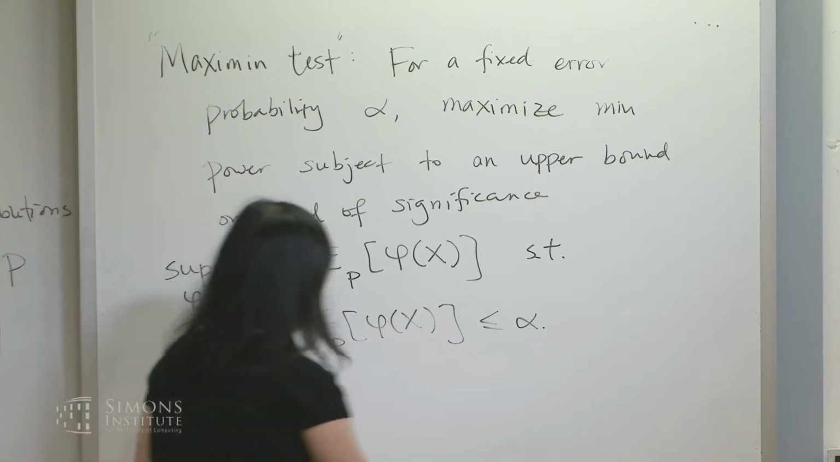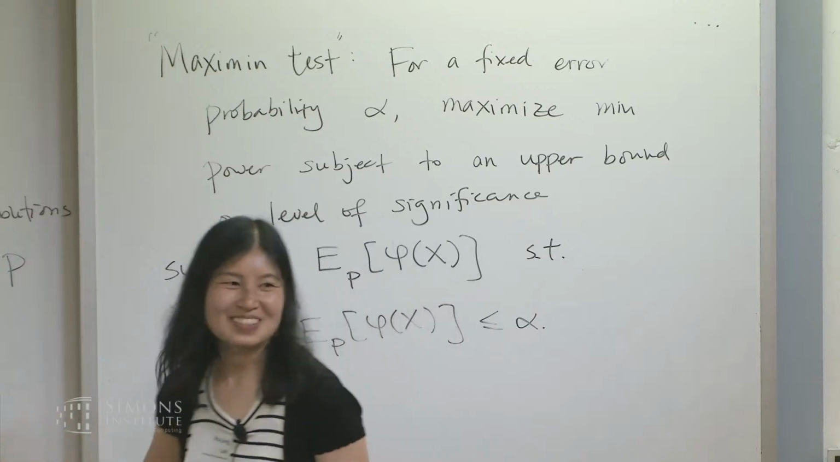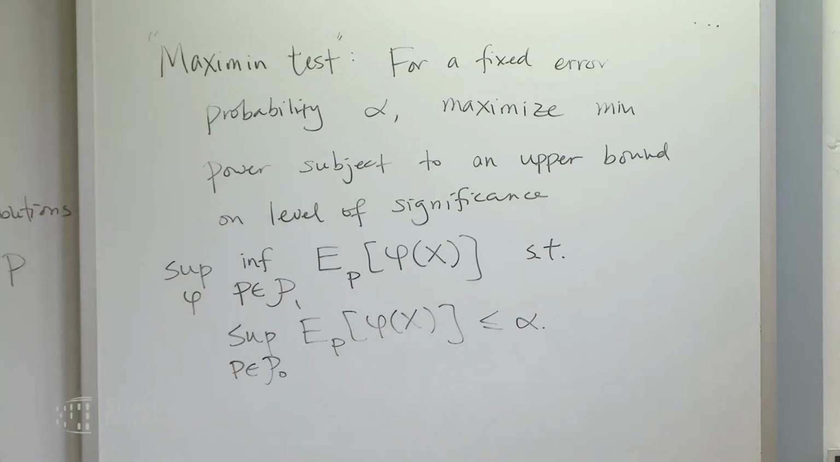To clarify, these two neighborhoods could overlap, right? They could, but for our purposes, they don't, because epsilon is sufficiently small. The result I'm going to talk about is where epsilon is small enough. Here phi of x is something in 0 or 1 that defines the test.